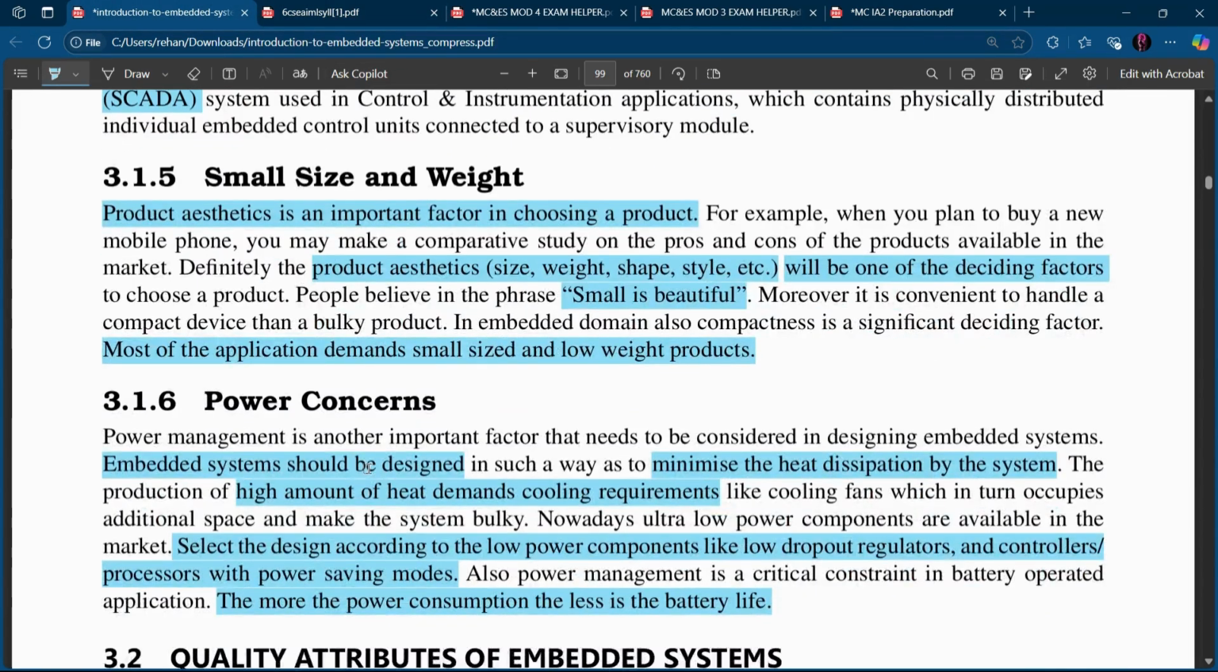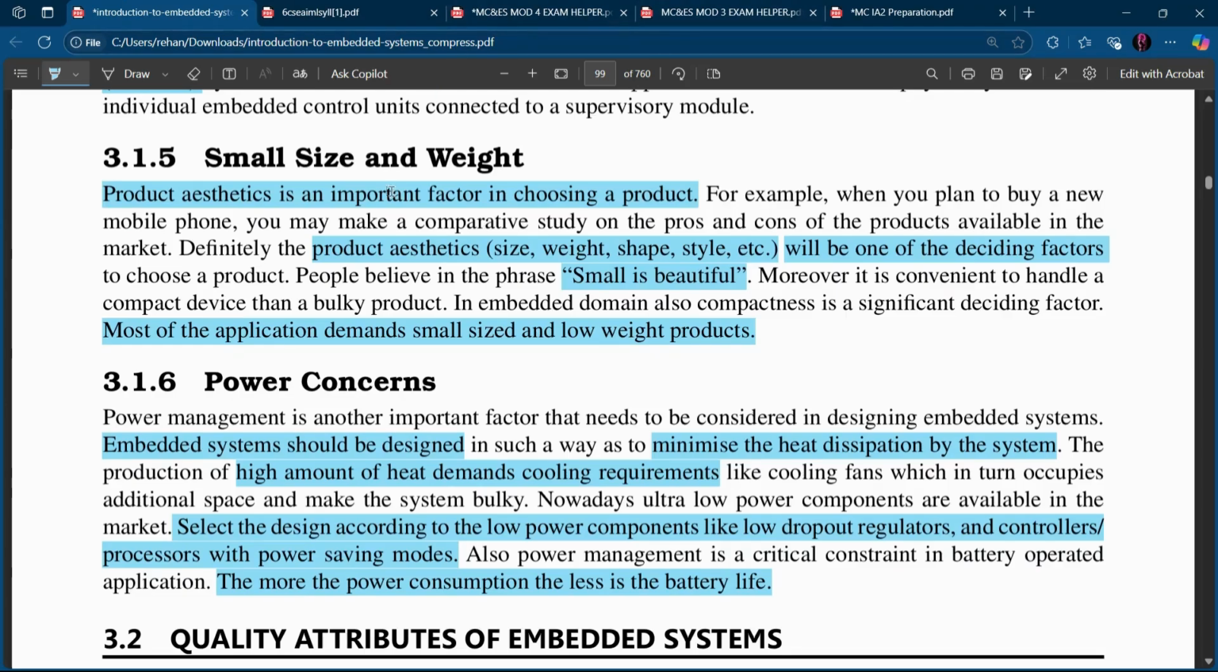Then small size and weight. So product aesthetics is an important factor. They are talking about aesthetics in the sense that it should be small. They prefer small size and small weight because they look beautiful. People believe that small is beautiful. Whenever you are purchasing any product, you try to research about it, like battery performance, Snapdragon, RAM, ROM, processor, everything. At that time you see, you don't need a phone which is completely heavy, right? Like a dumbbell or something.